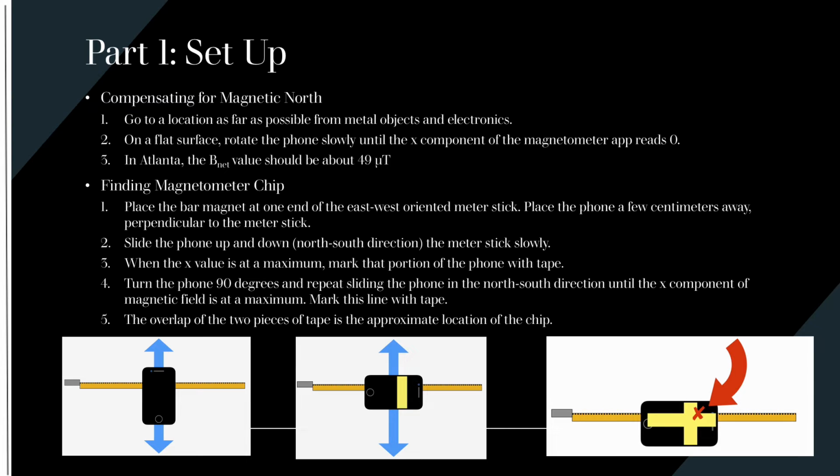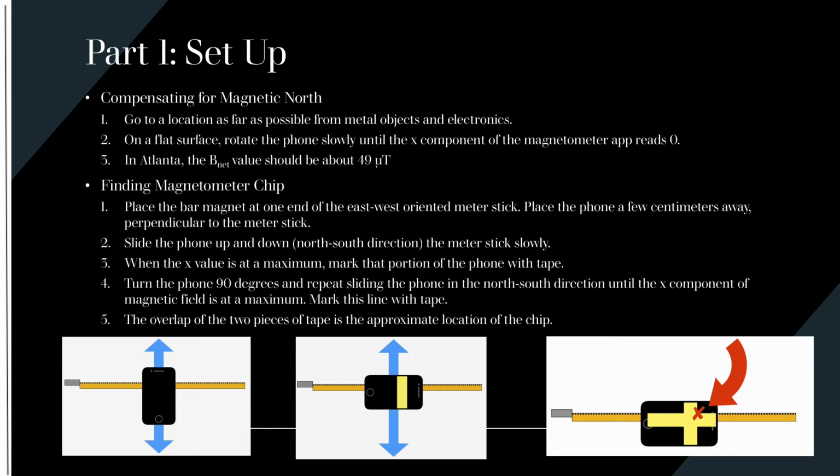I did this by going far away from electronics, metals, and other magnets and putting my phone on a flat surface. Then I slowly rotated the phone until the X component read 0. In Atlanta, the net magnetic field should be about 49 microteslas, so I confirmed this value. After doing this, I set up my meter sticks to point in the east-west direction.